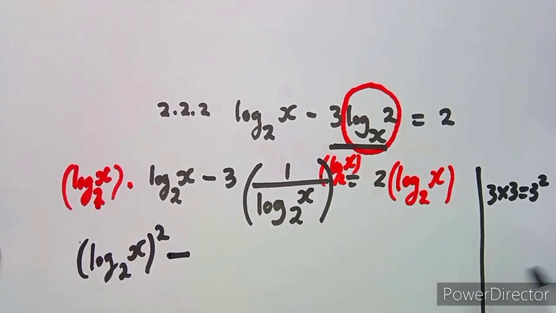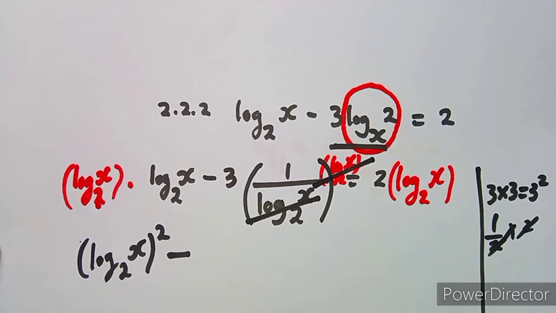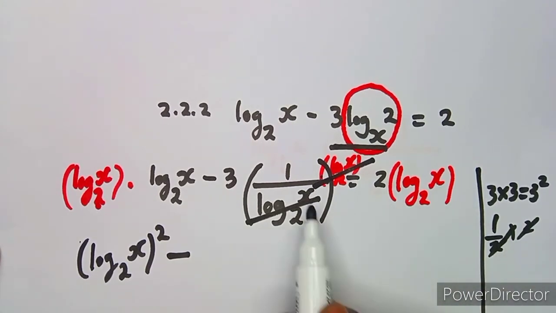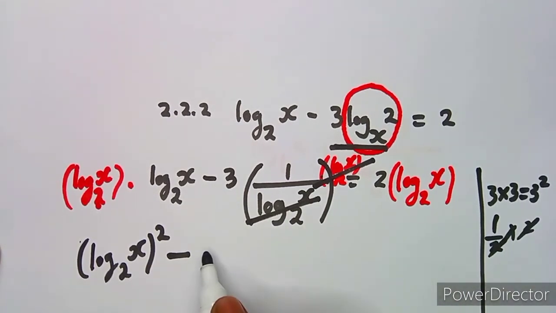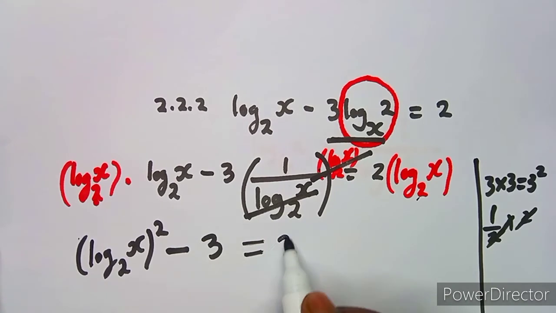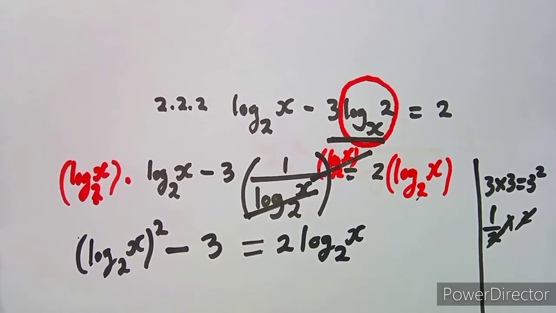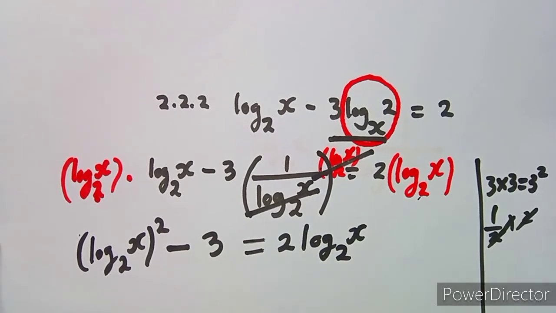Minus, this will cancel, just like you're multiplying 1 over 2 times 2, this can cancel. So it's the same thing. Log x base 2, log x base 2 can cancel. Therefore, you are remaining with minus 3, so it will be minus 3 like this, equal to 2 times log x base 2. So this one will be just like 2 log x base 2. Nothing much, just write as it is. All right.